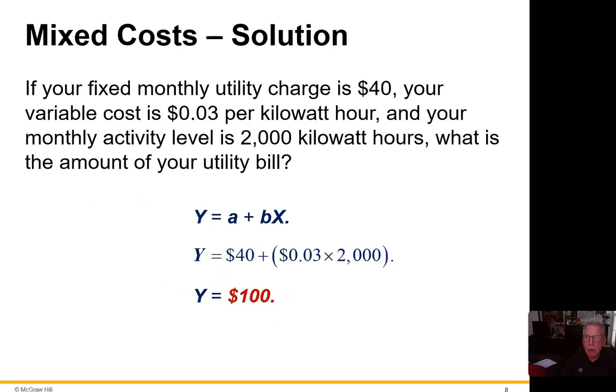Okay, so now if your fixed monthly utility charge is $40, your variable cost is 3 cents per kilowatt hour, and your monthly activity is 2,000 kilowatt hours, what is the amount of your utility bill? And I think you can easily see it would be the $40 of fixed cost plus 3 cents times 2,000. And that comes out to $100.